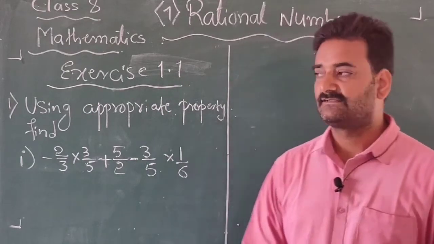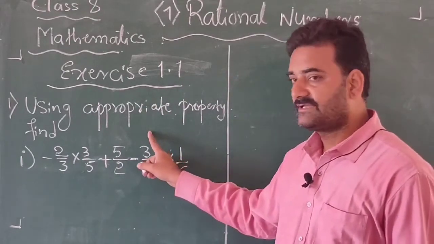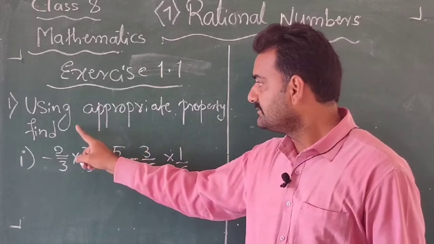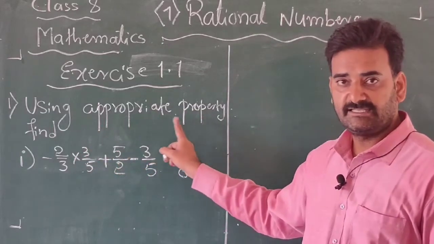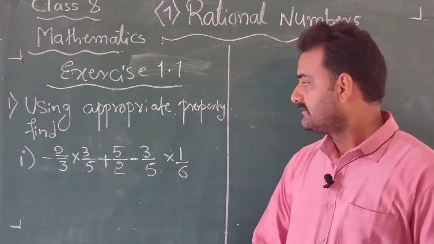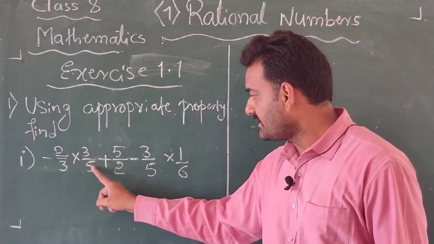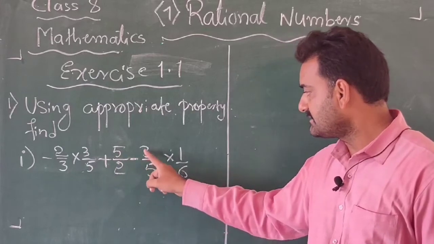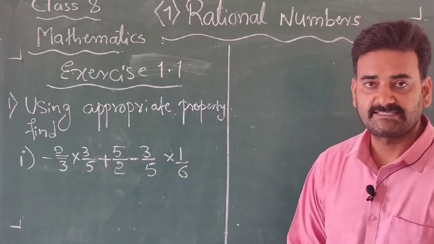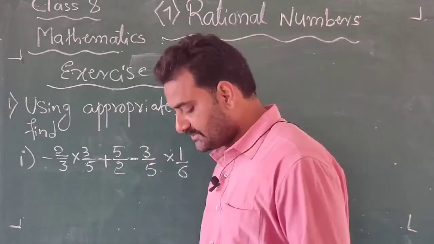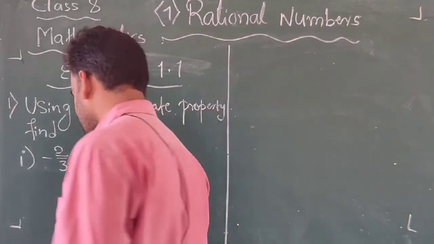Let us start. In the first exercise, first problem, using appropriate property, find minus 2 by 3 into 3 by 5 plus 5 by 2 minus 3 by 5 into 1 by 6. How are we going to solve this problem? Let us see.